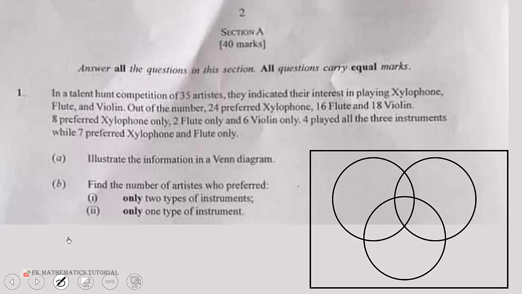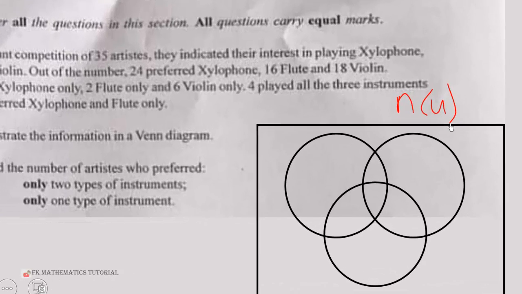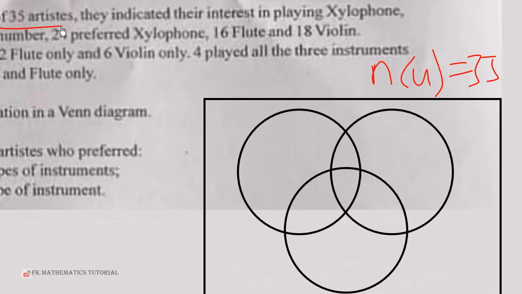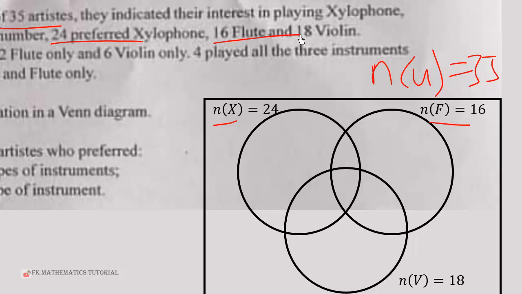So let's see how we can illustrate this on a Venn diagram. This is the universal set, which is equal to 35 artists. Then we have xylophone, which is 24, 16 preferred flute, and 18 violin. We're told that 8 preferred xylophone only, so xylophone only, 8. Then flute only is 2. Then violin only is 6.